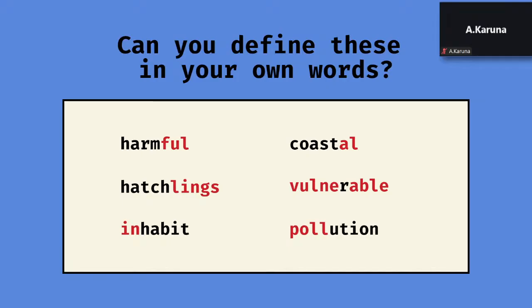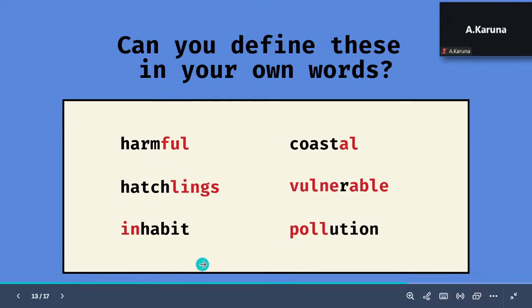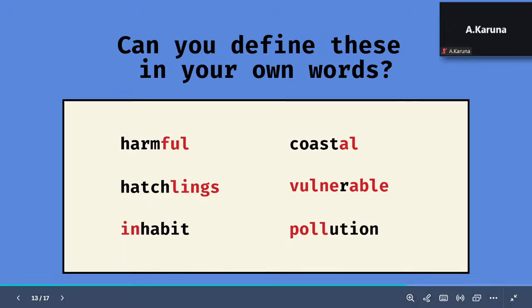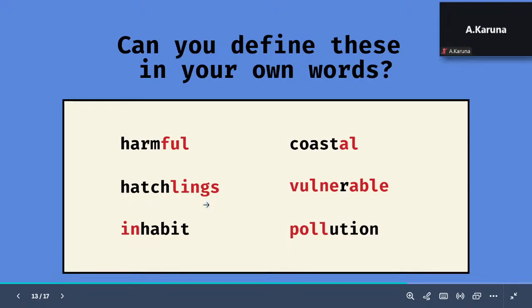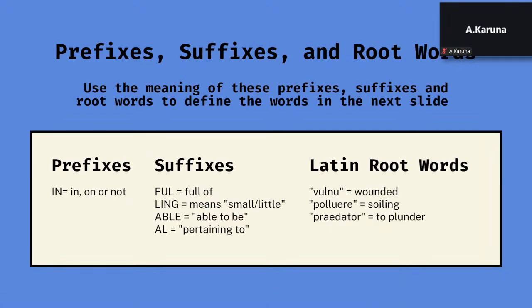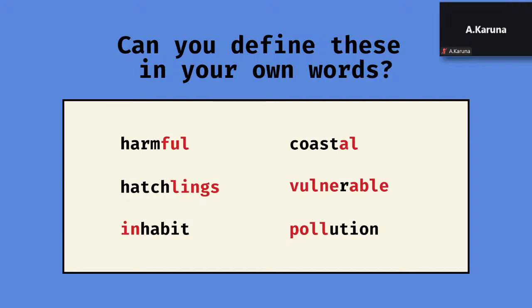Okay, let's do the first one. So what's the suffix? First, is it a prefix or a suffix? Well, it's a suffix because it's at the end, right? Full. Well, what did we say full was? Full of. So, harmful. So, it's full of harm. There's so much harm. Okay, let's do another one.